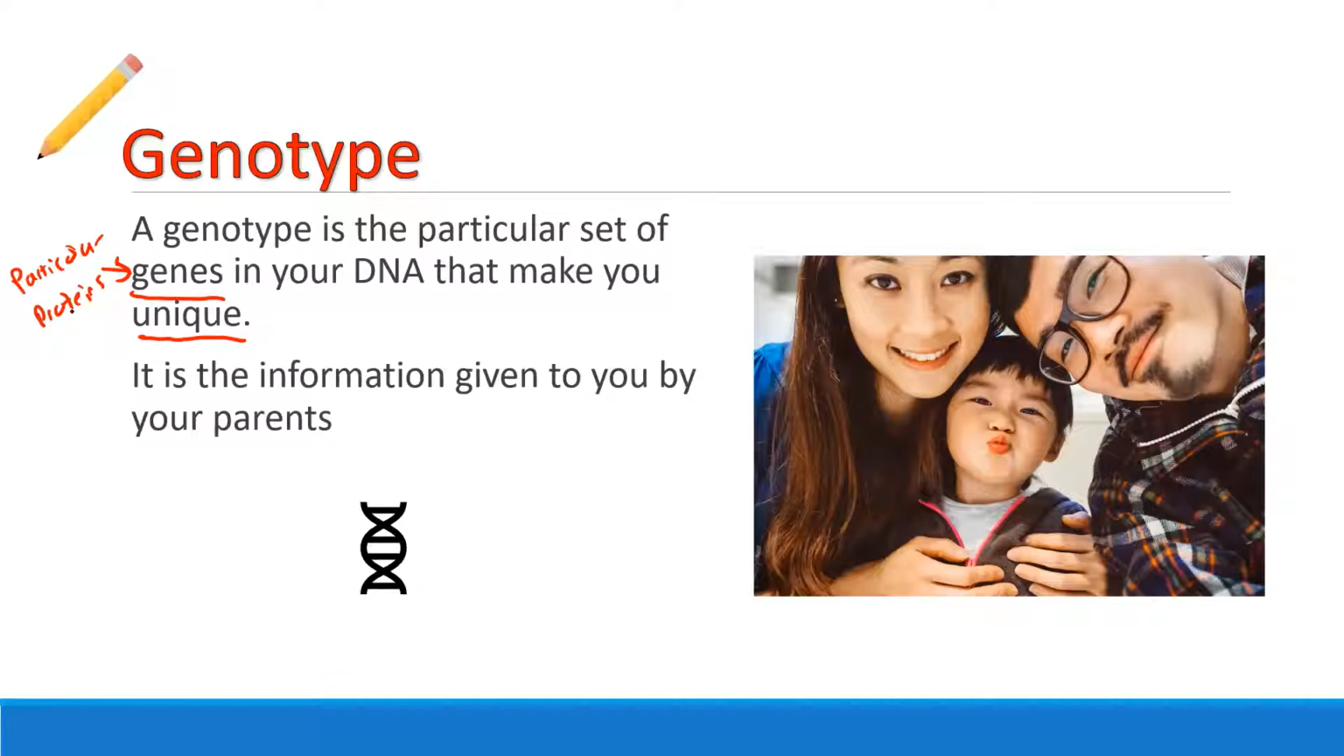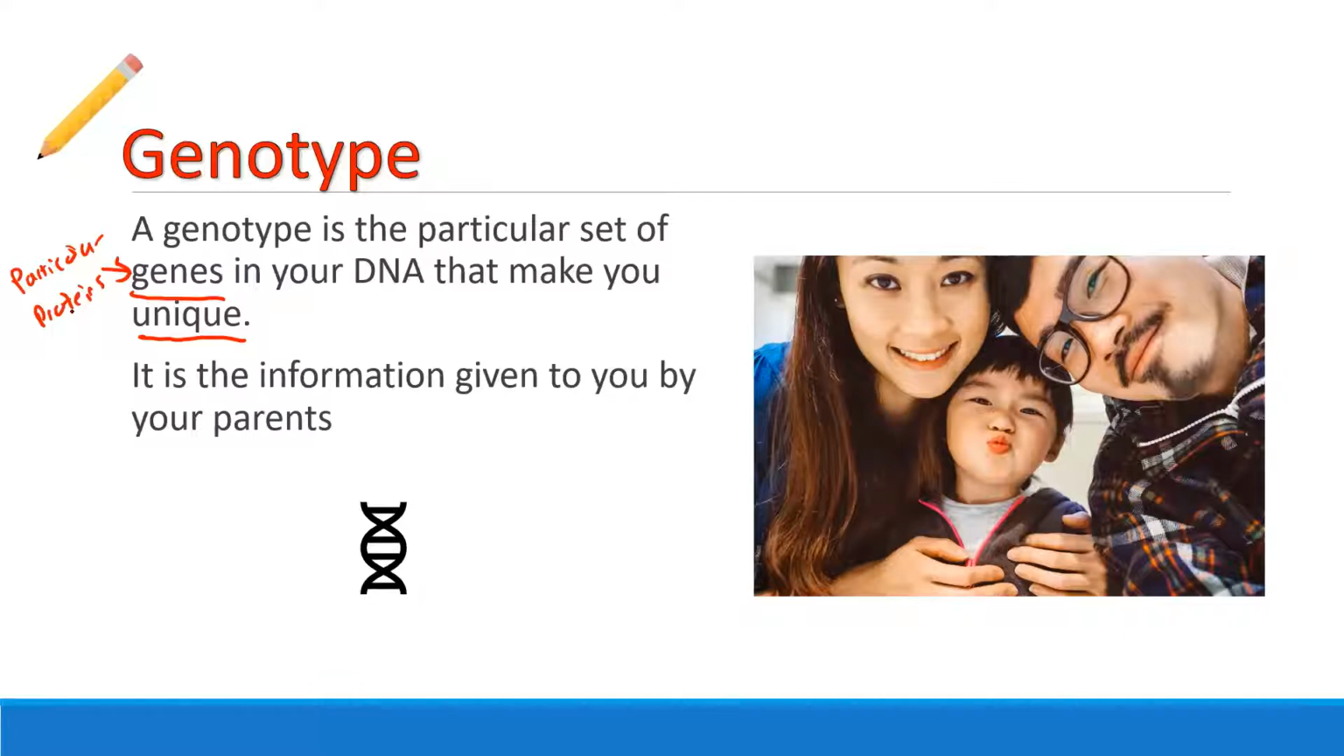How much of the protein melanin your body makes will control how dark your skin is. So if you have genes in your body that say, hey, make a lot of melanin, then your skin will be a lot darker than someone whose genes don't do that. So this is a way your genotype is what makes you unique.